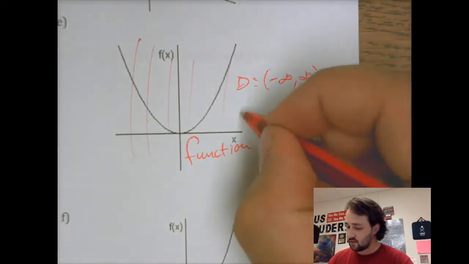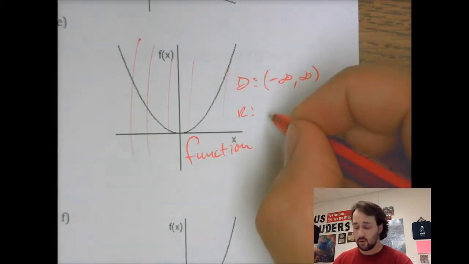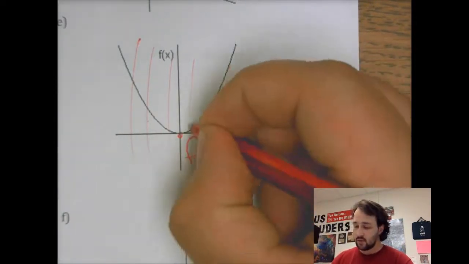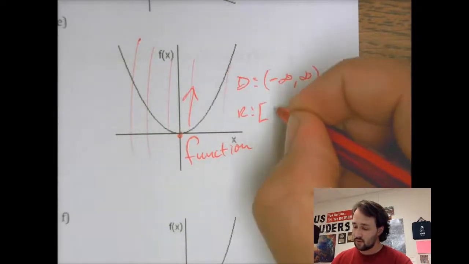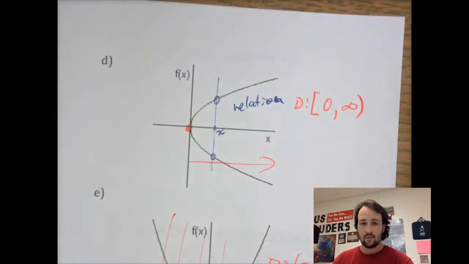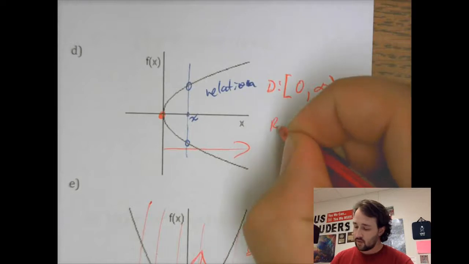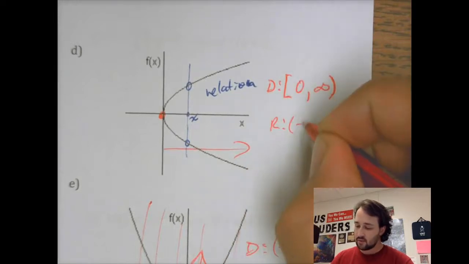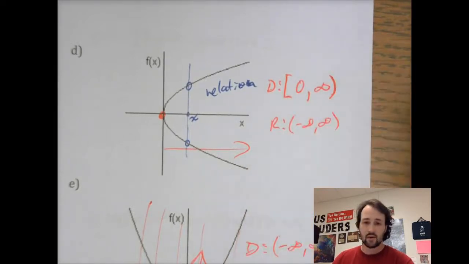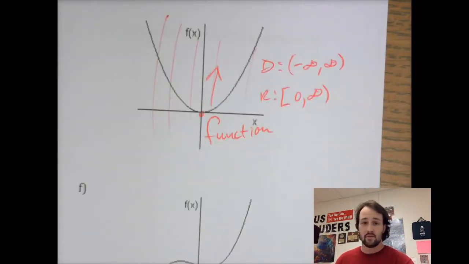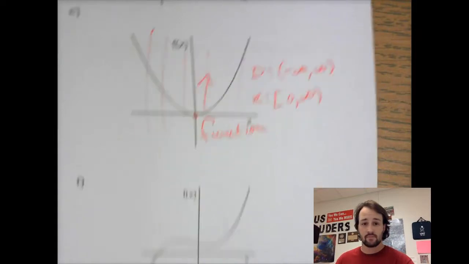I just realized I didn't do the range on that last one. For the range for this one, it's starting from 0, it's going up forever, so it's going from 0 to infinity. For the last one on the range, it's going up and down forever, so the lowest y value is negative infinity, the highest y value is infinity, so it's everything in between negative infinity and infinity. All right, and there was the range for the other one as well.